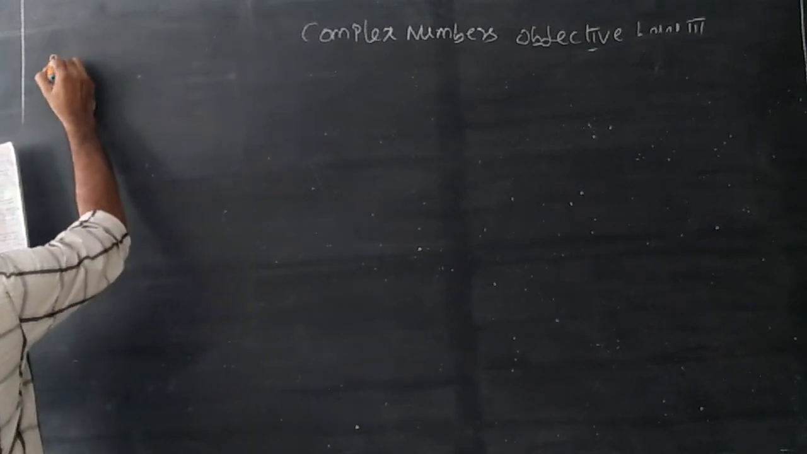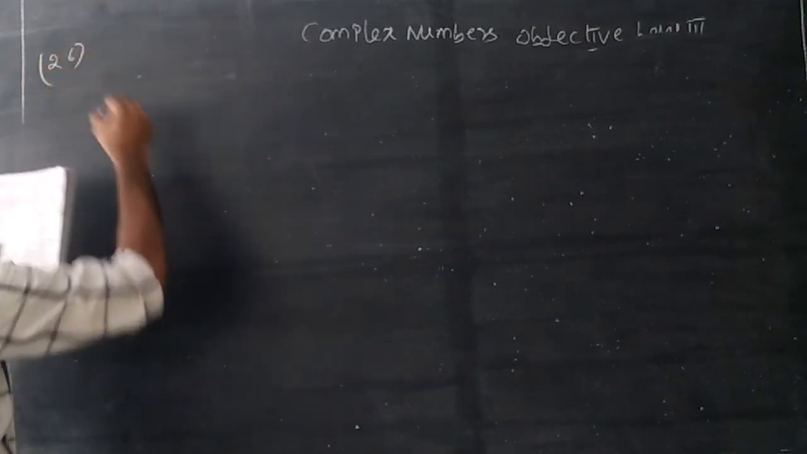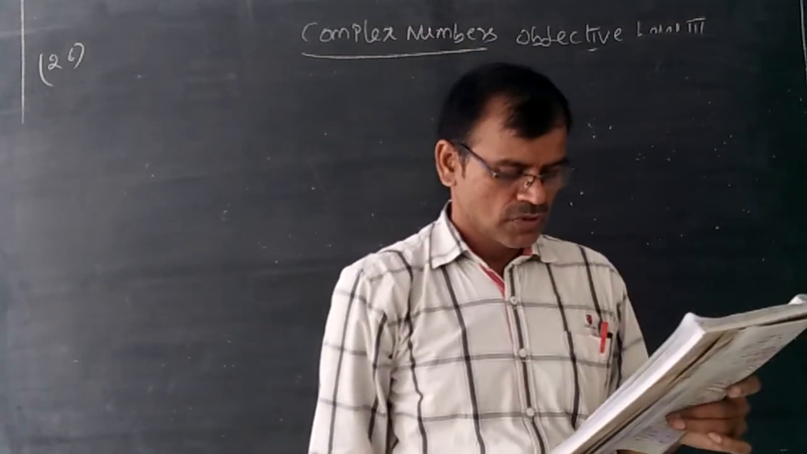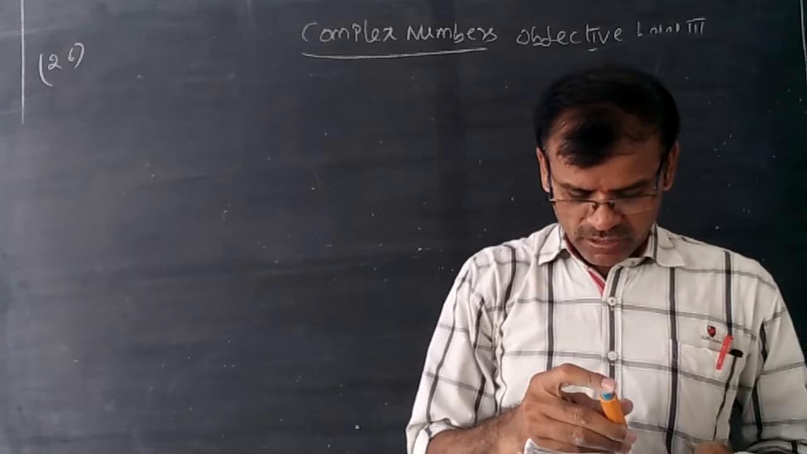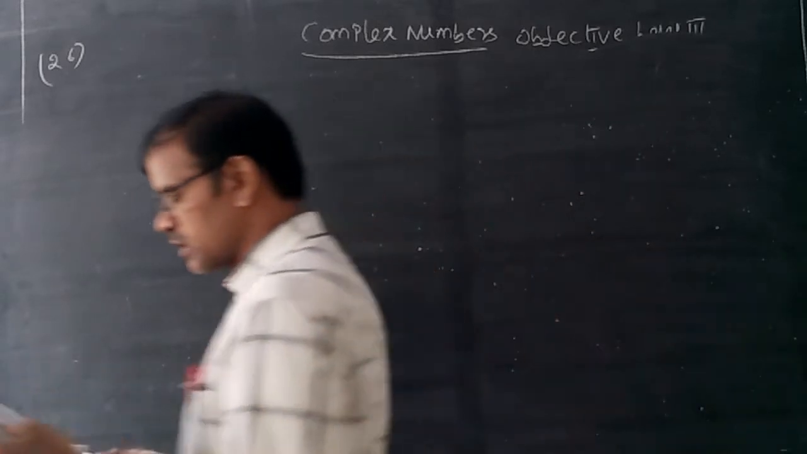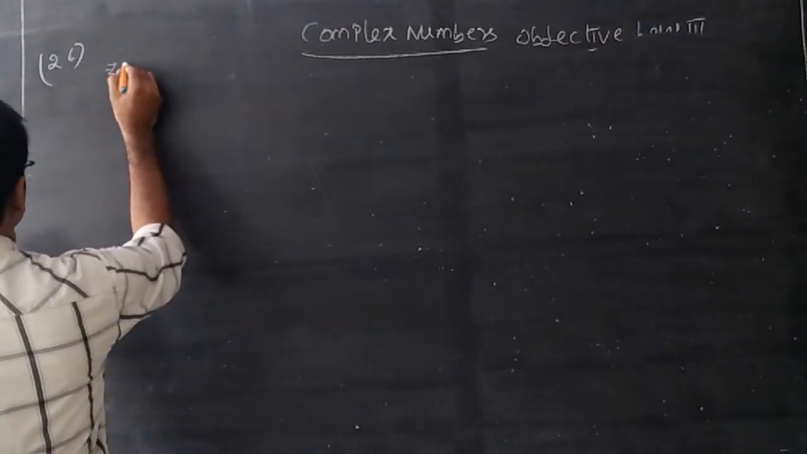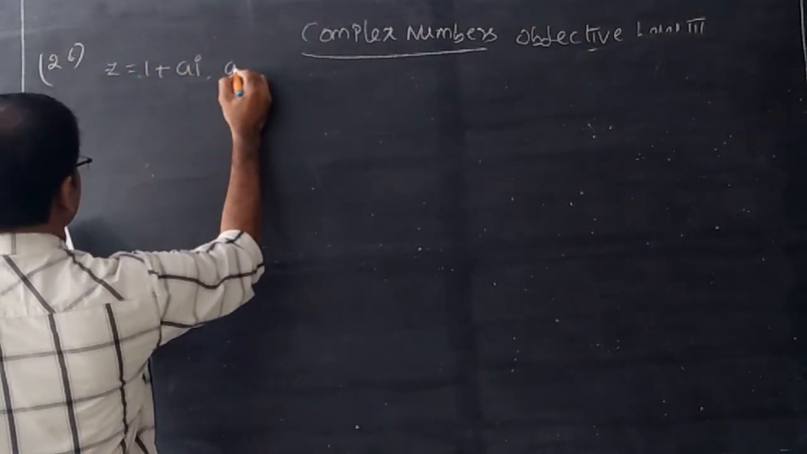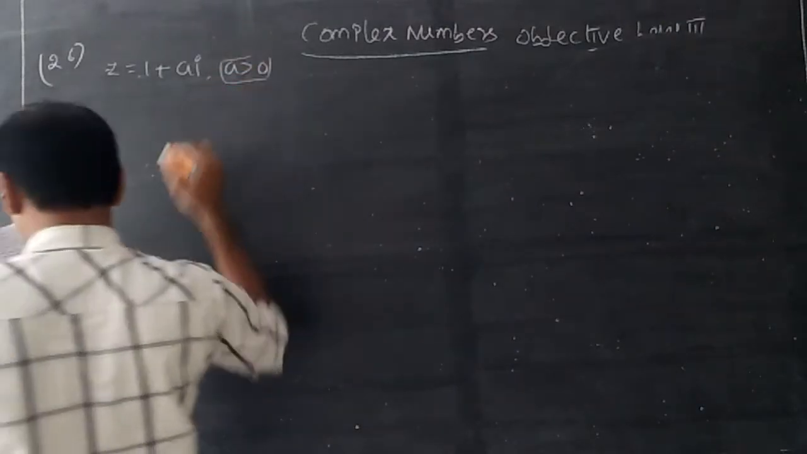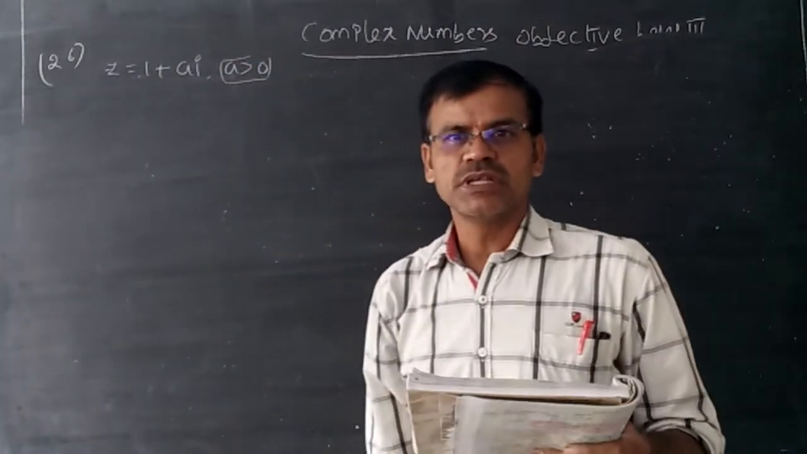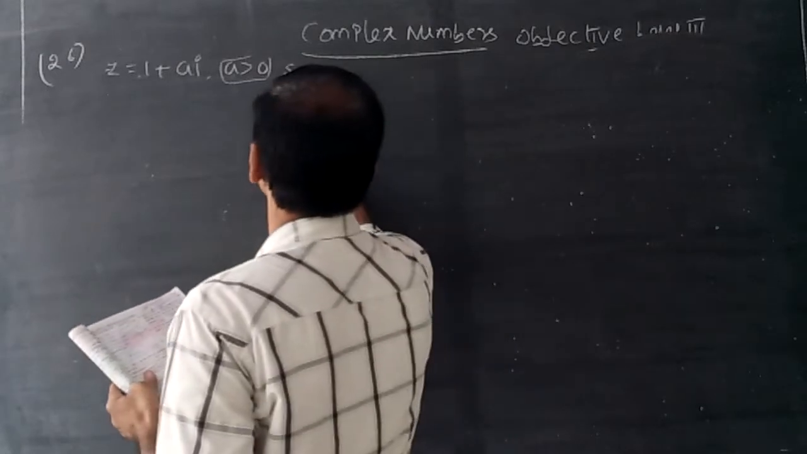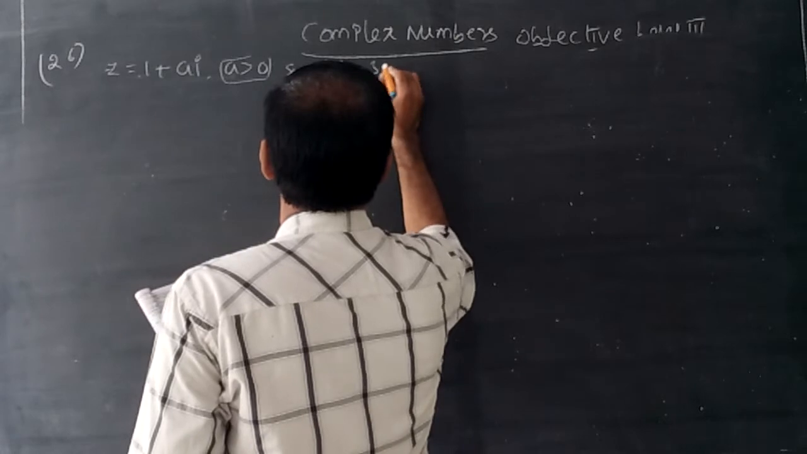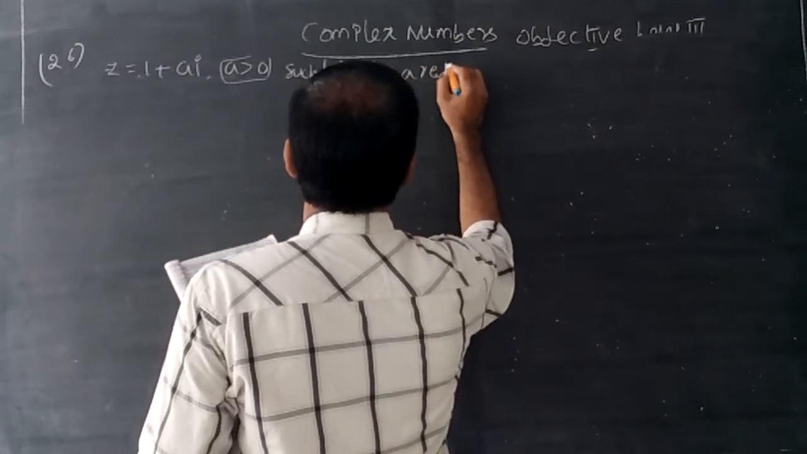Now 25th question completed. 26th question: z is equal to 1 plus ai, a complex number, given a greater than 0, such that z cube is a real number.